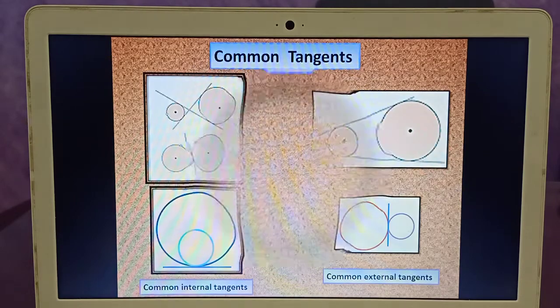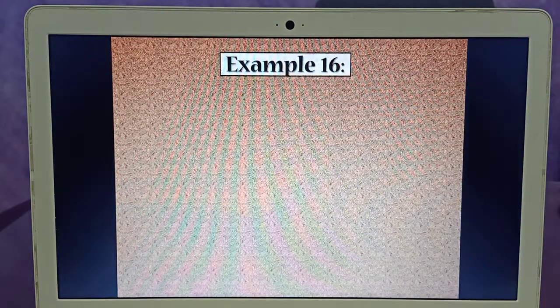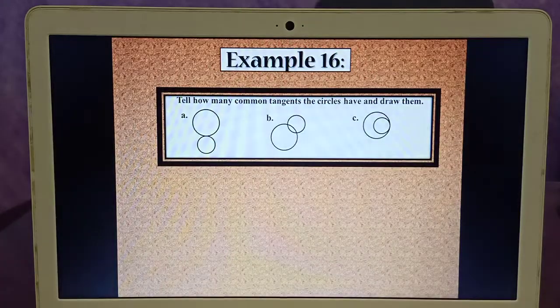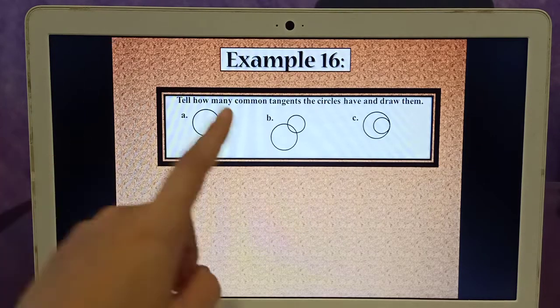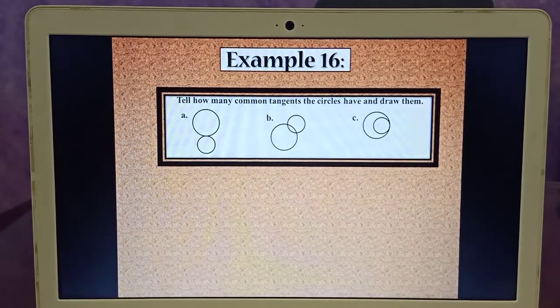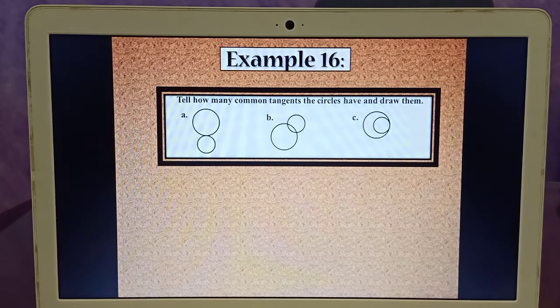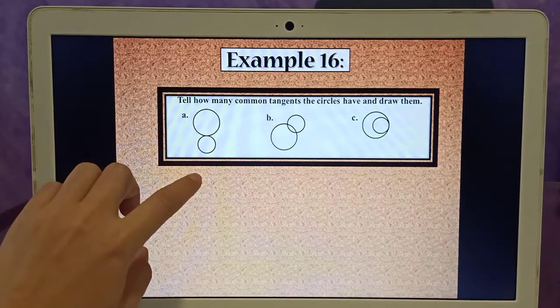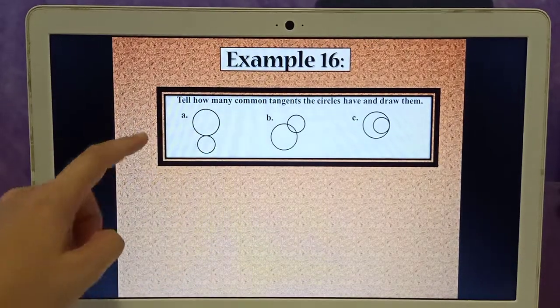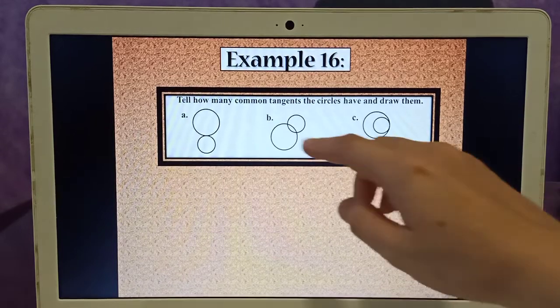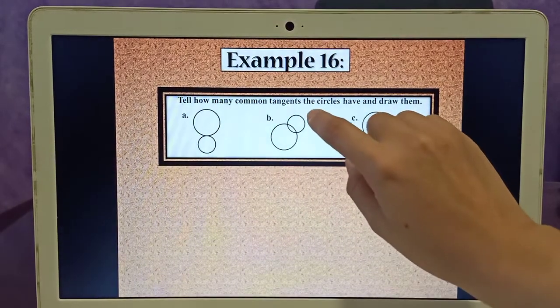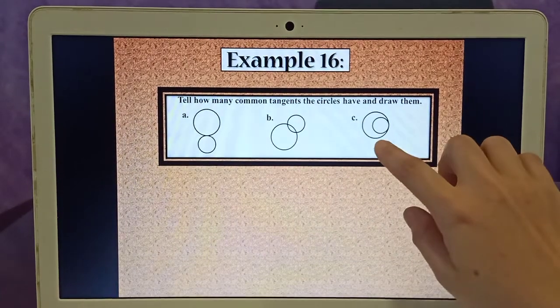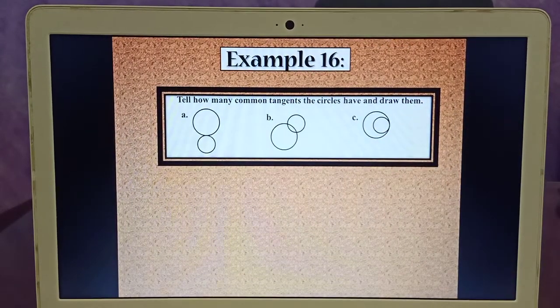Alright, so let's look at this example. Example 16. Tell how many common tangents the circles have and draw them. The question didn't mention about internal or external, so you can go with both. So for question A, how many common tangents do you think it has? It has 1, 2, 3, right? How about this one? 1, 2, right? How about this one? Only one. Let's see the answer.